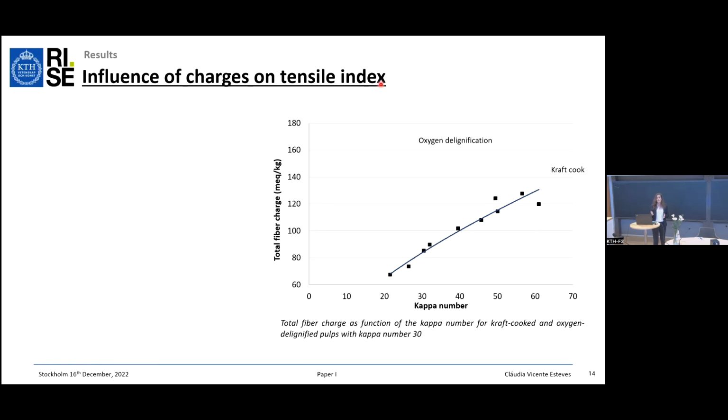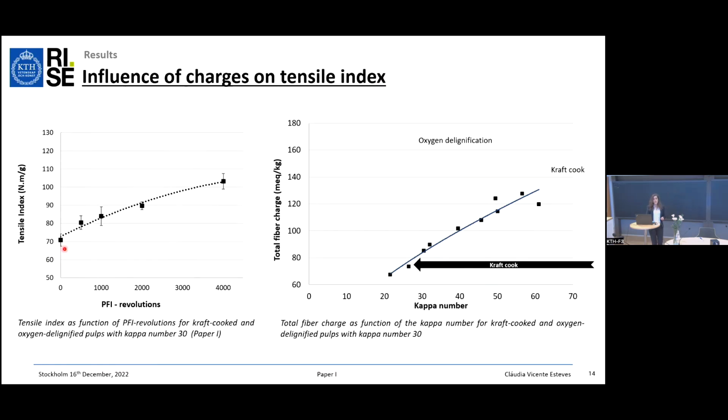So this is directly related with the tensile index. Tensile index is the property that is mainly used to evaluate the strength of papers. And we did the first trial, we got this total fiber charge, and we evaluated the tensile index here along the PFI revolutions. And the PFI, as I said, is the mechanical treatment, so the higher you do PFI, the higher will be the strength, because you are promoting these bondings between the fibers.